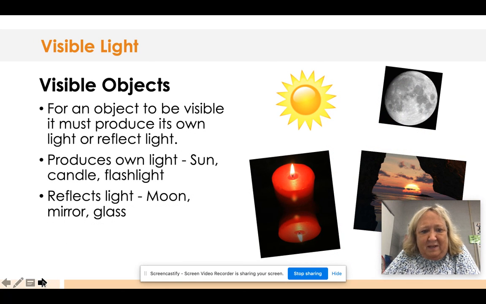Okay, things that we can see. Visible objects. For an object to be visible, it must produce its own light or reflect light. Things that produce their own light, yesterday the cartoon called that natural versus artificial. But things that produce their own light, sun, candles, okay? Things that reflect light are the moon, a mirror, glass.